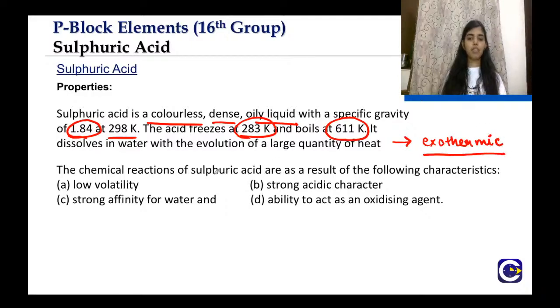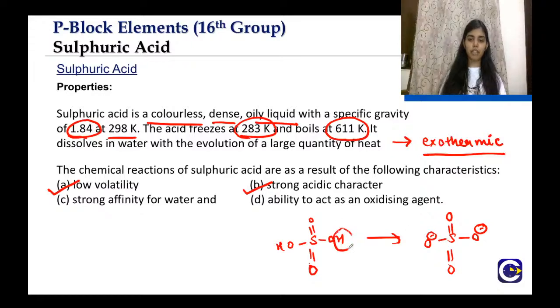Chemical reactions of H2SO4 basically are a result of the following characteristics, because it is having low volatility. Second, it is having a strong acidic character. The acidic character is due to the presence of the OH groups, right? Basically, if you see that when H2SO4 will release this proton, basically H plus, that will lead to the formation of sulfate ion. So, because of the presence of these hydrogens which are connected to the oxygen, H2SO4 is acidic in nature.